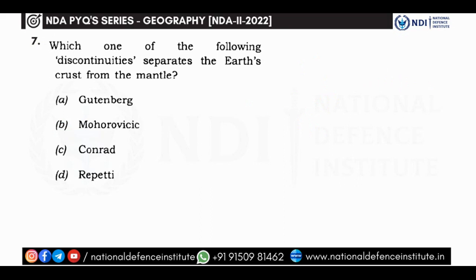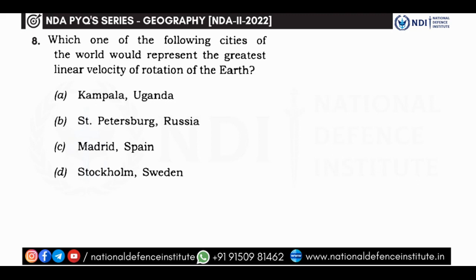Alright. So we'll go for the next question. Which one of the following cities of the world would represent the greatest linear velocity of rotation of the earth? This is one of the important questions with respect to maps and the earth's rotation. They are asking where exactly the linear velocity of rotation is greatest, in which city. So you should know where Kampala, St. Petersburg, Madrid, and Stockholm are located. If you are aware of the continents and their capitals, you can easily attempt this one.